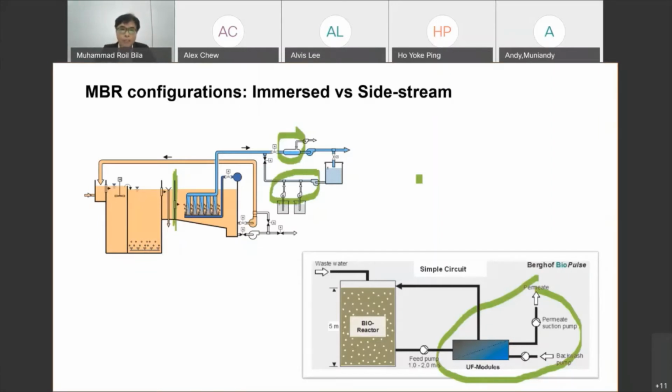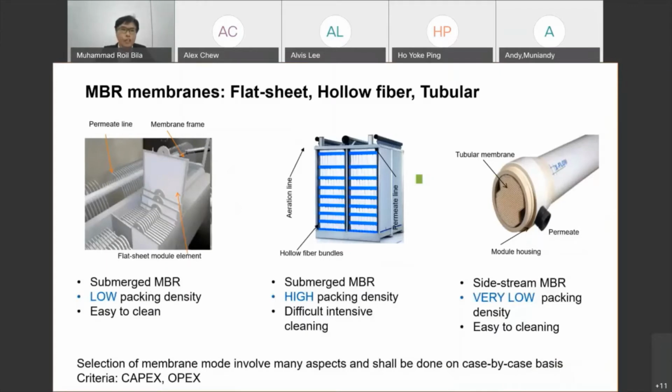So next we look into the MBR membranes. We have three typically. We have flat sheet module elements, and I'll have a lot of pictures after this one. Then we have these hollow fiber bundles, and we have the side stream MBR. This one is from Pentair X-Flow.